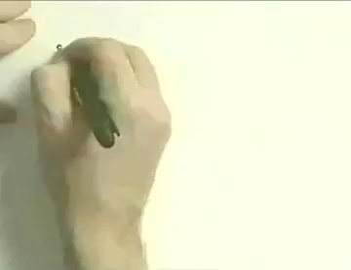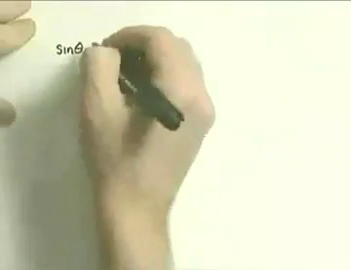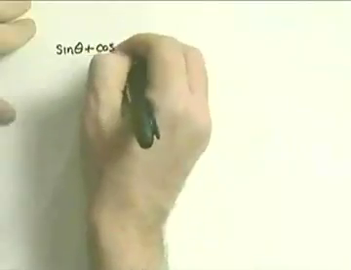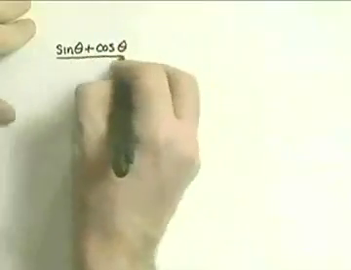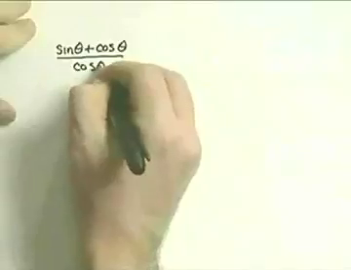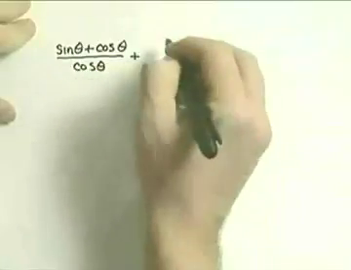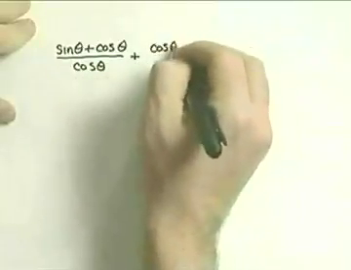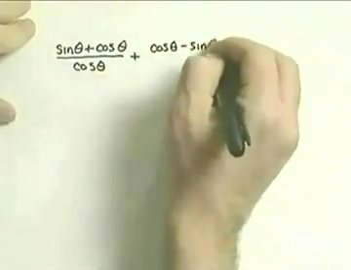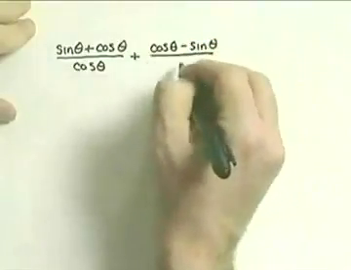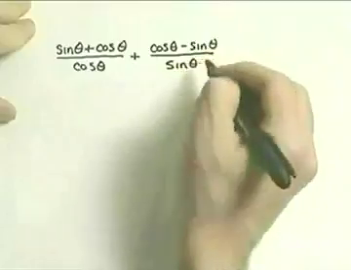Let's do one more. In this last problem, what I'm going to do is get a new piece of paper because it's longish. And we're going to have sine of theta plus cosine of theta divided by cosine of theta. Add to that cosine of theta minus sine of theta divided by sine of theta.